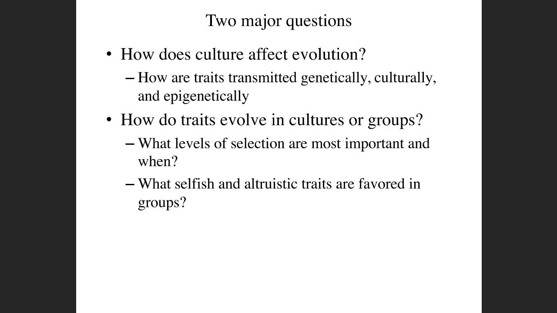And then the other part of the course is how do traits evolve in cultures or groups? And some of that is the levels of selection question, which I asked about before, and we're going to watch a video at the end where Dawkins lays out his argument. But it's also what selfish or altruistic traits are favored in groups. Because interestingly, we usually think of groups, and a lot of evolutionary biologists have thought of groups, as places, contexts where cooperation is required for groups to function well. And groups are going to be vulnerable to cheaters, and that's a big problem.